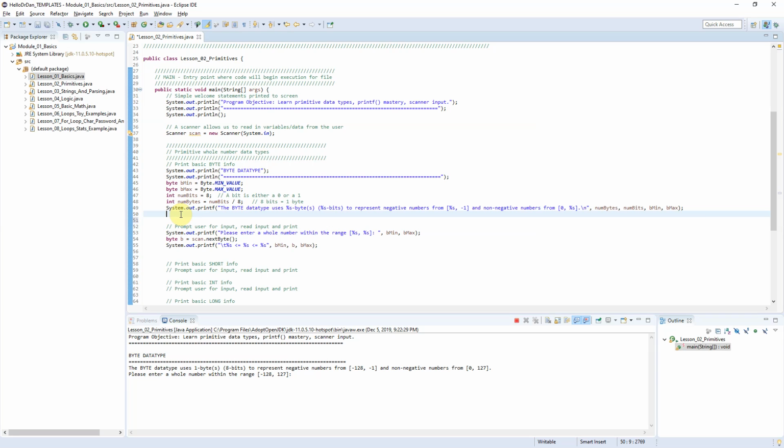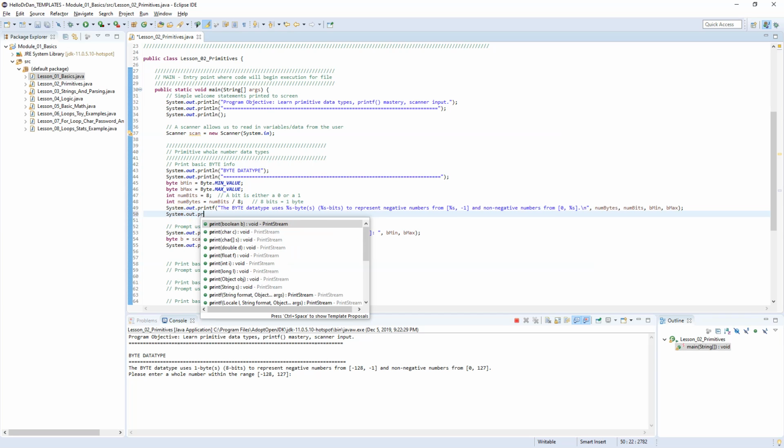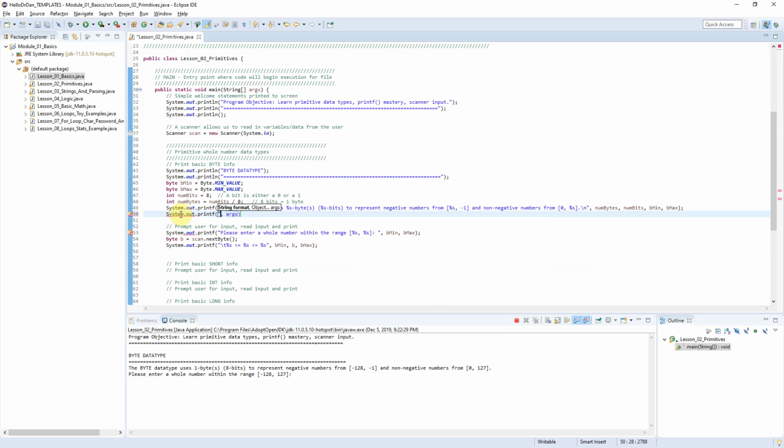I'm going to do another System.out.print. We'll make this a printf, and we'll do a little bit more commenting. We'll say thus a byte. This is the byte data structure. Looks like I have an extra space here. No, I don't.